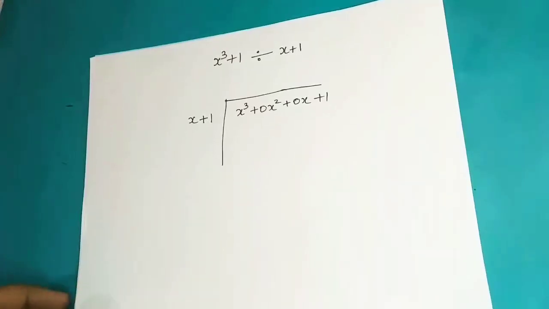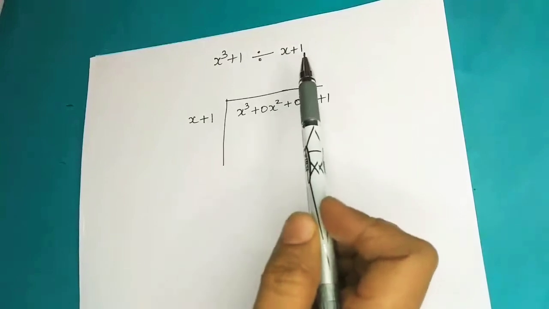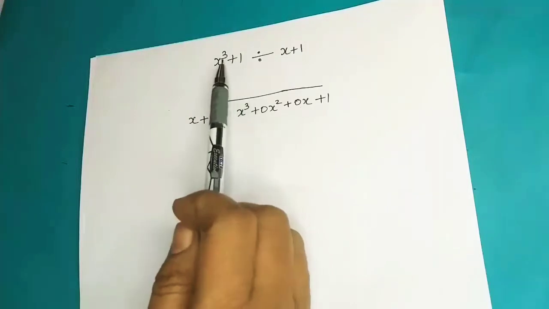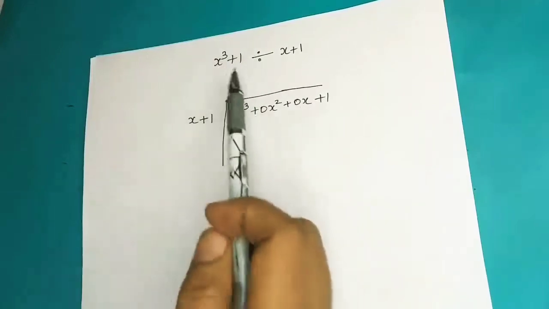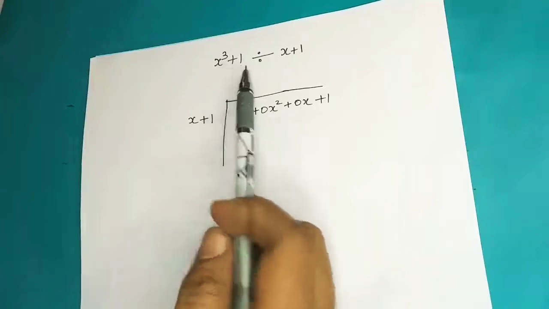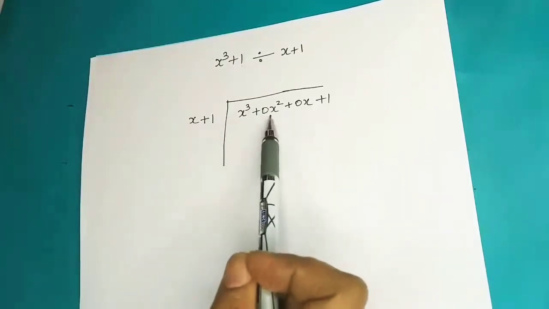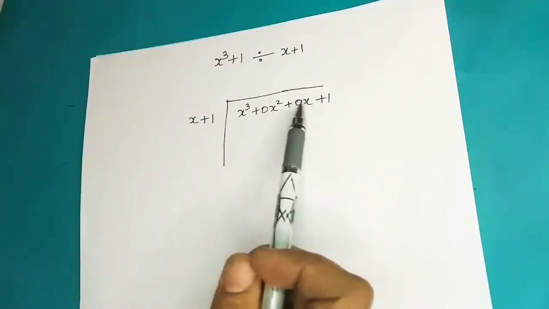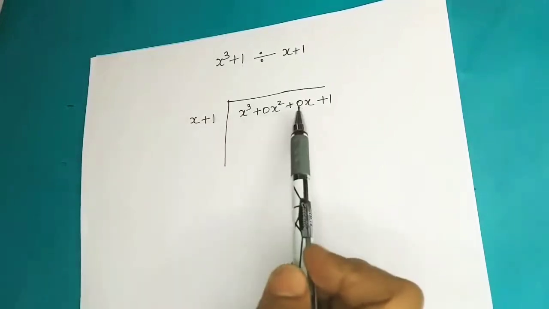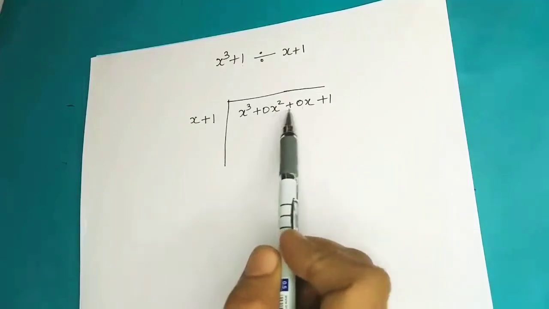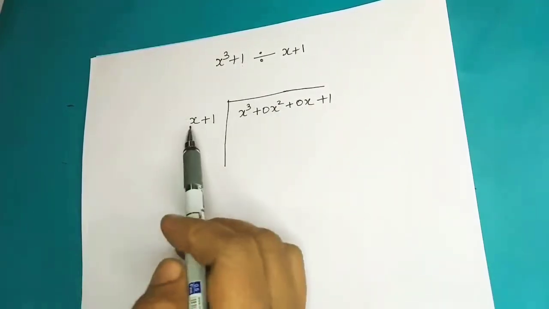Let's see one more example: x cube plus 1 divided by x plus 1. In this question, some terms are missing, which means it is not in the standard form. After x cube you should have x square, then x, and only then the constant. Since the middle terms are missing, I have written x cube plus 0x square plus 0x plus 1. Instead of leaving a space, which is confusing for some students, I have put 0x square and 0x.